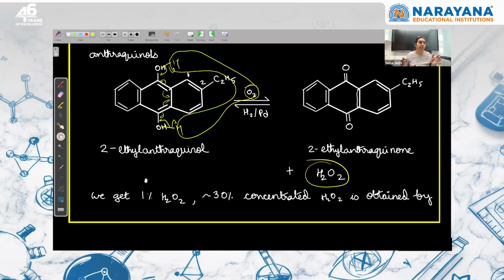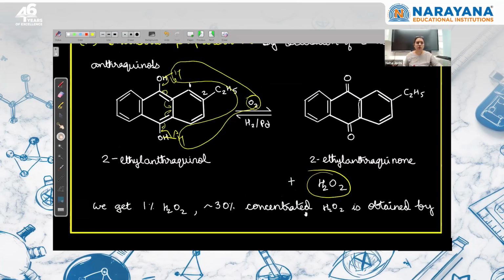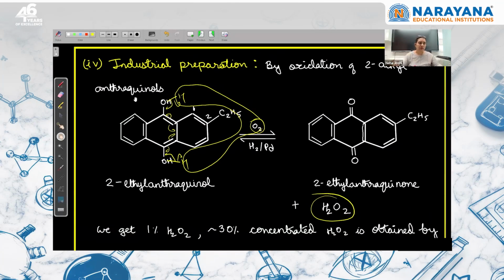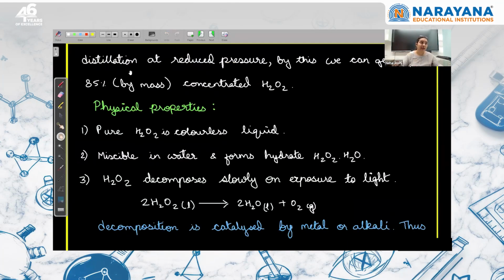H2O2 is commercially important compound. So we need industrial method. In this, though, we get only 1% H2O2. The concentration is quite less. That is nearly 30% concentrated H2O2 is obtained by this. है ना? उसका 1% H2O2 हमें मिला और हमें 30% जब चाहिए, मतलब we need to increase the concentration of H2O2 in the resultant. Then what we have to do?